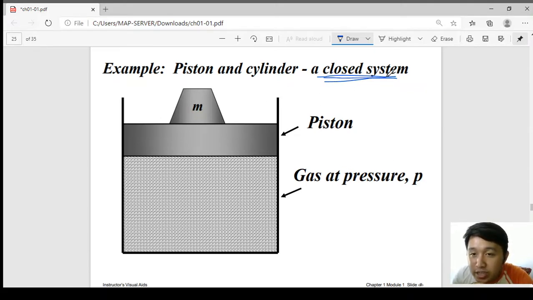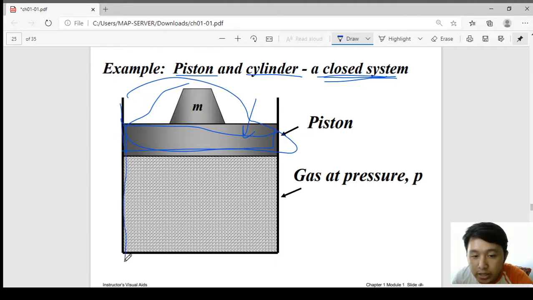We have the closed system. An example is a piston and a cylinder. This is the piston, this big rectangular thing here. Then we have the cylinder, this, and we have the gas inside. So, how is it called a closed system? We have the boundary. We have the system boundary or the control surface, this is the boundary.